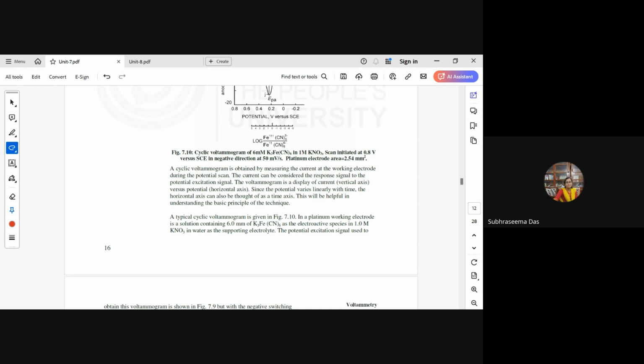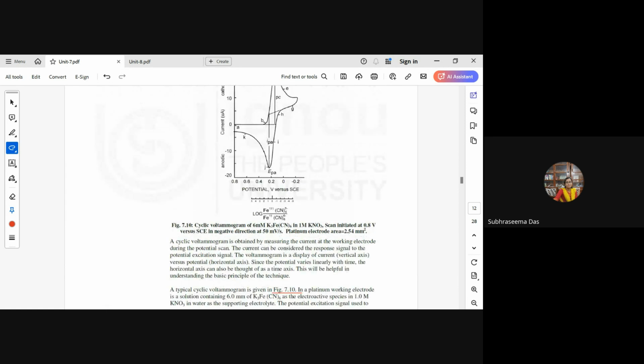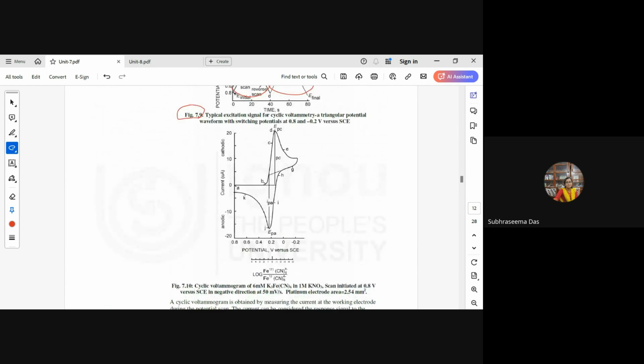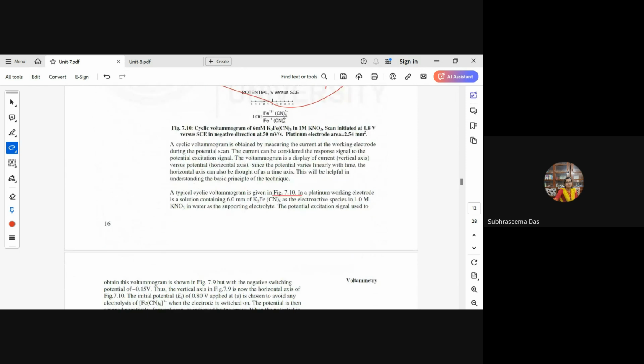Now, when we look at a typical cyclic voltammogram, given in figure 7.10, it represents a cyclic voltammogram of potassium ferrocyanide in 1 molar potassium nitrate. This is how a typical cyclic voltammogram looks, in a platinum working electrode in a solution that contains 6 millimolar potassium ferrocyanide as the electroactive species in 1 molar KNO3 that acts as the supporting electrolyte.